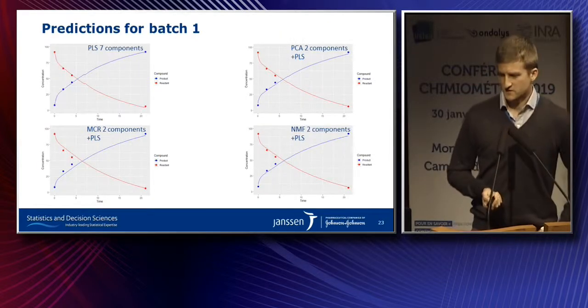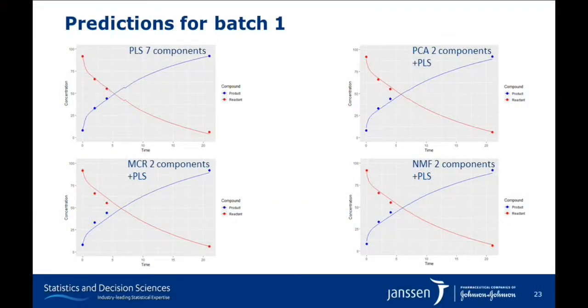On this last slide, I've applied the methods PLS, PCA followed by PLS, MCR, and NMF followed by PLS only on batch 1. For example, we can look at the predictions over the time of the reaction for the product increasing and the reactant decreasing. The points are the real observed HPLC values, and the lines are the predicted values. We can see, especially for PLS, that the predictions are quite close to HPLC values, and the other methods give similar trends, even if errors are a bit higher, maybe with MCR.